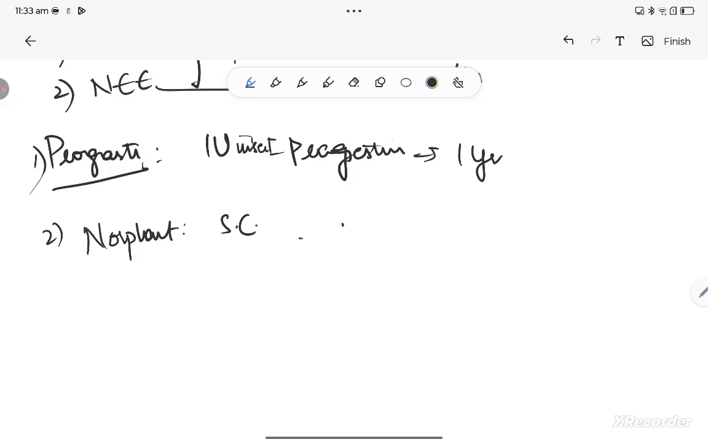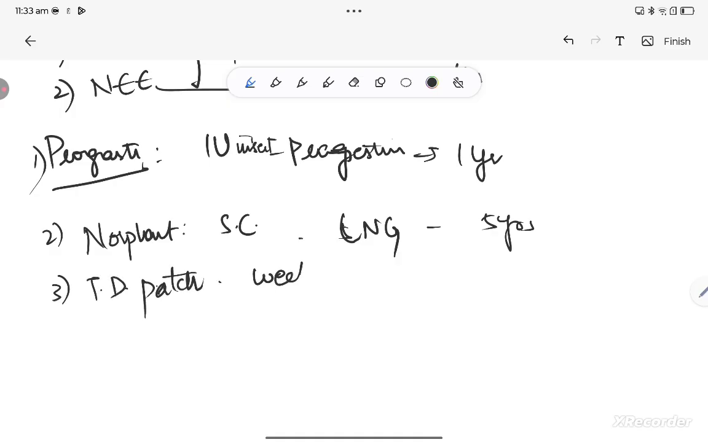And recently we have one more, a transdermal patch, a weekly one. It contains both estrogen and progestin. I think with this we have finished our contraceptives.